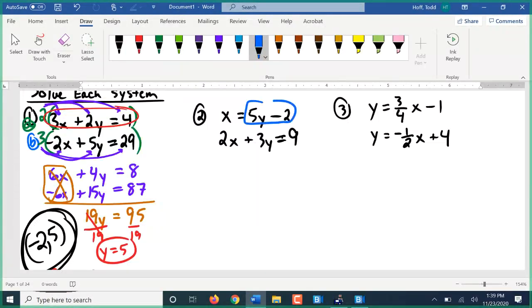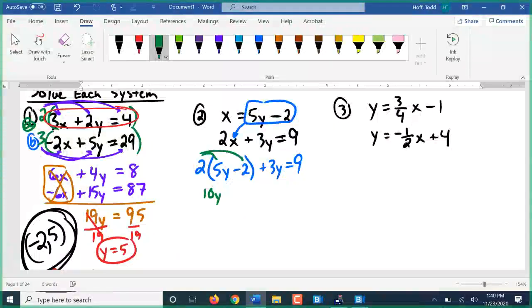I will substitute this into the other equation for x. So instead of 2x, I have 2 times 5y minus 2 plus 3y equals 9. Now I will distribute the 2. 2 times 5y is 10y. And 2 times negative 2 is a negative 4. The 3y is outside the parentheses, so it does not get multiplied. It just stays 3y for now.